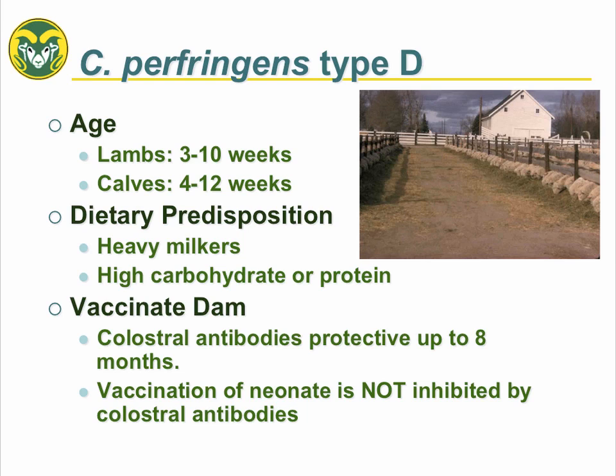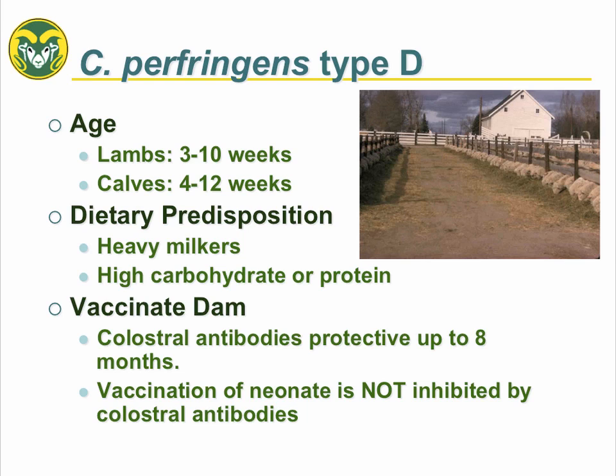Ages, usually this is going to be more of a weaning age, older age disease rather than the type Bs and type Cs, which are the younger animals. Sometimes seen in the calves that are from the heavy milkers, but more commonly when they get onto a high carbohydrate and/or protein ration. Vaccinate the dam. The colostral antibodies are protective up to 8 months.